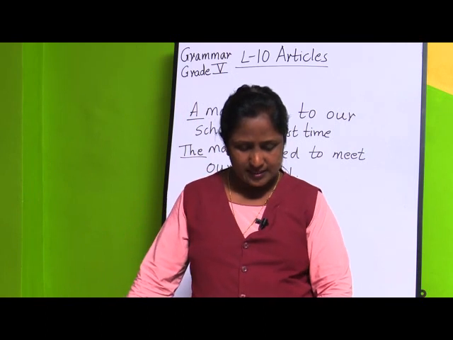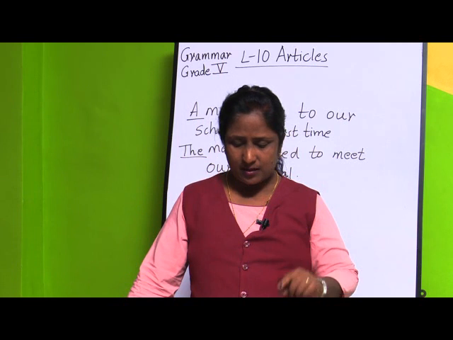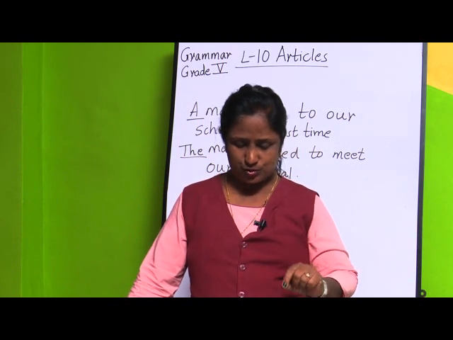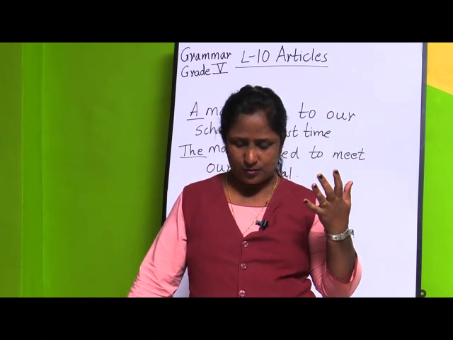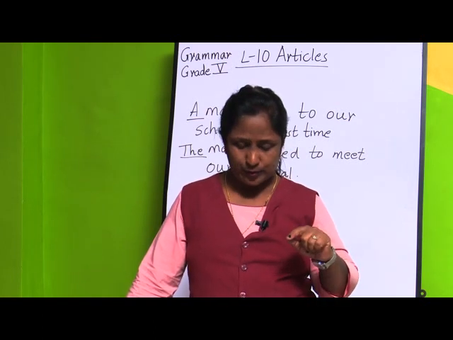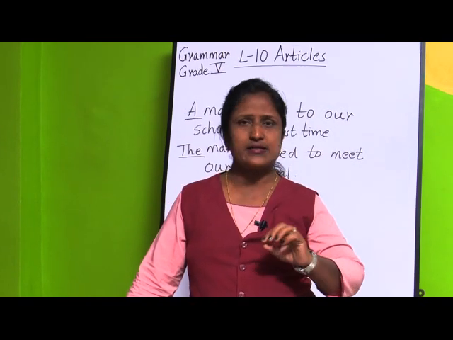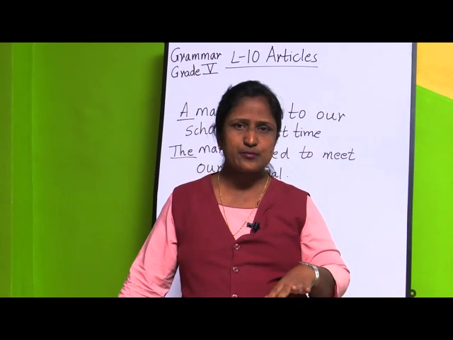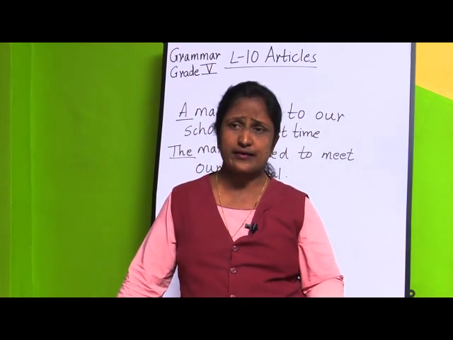Then the second one: Jyoti bought an egg sandwich and a bottle of orange juice. First time we have talked about the egg sandwich and orange juice. Second time how am I going to write? The sandwich was stale but the juice was delicious. So, second time also I am talking about the sandwich and juice, so I have used the article the.